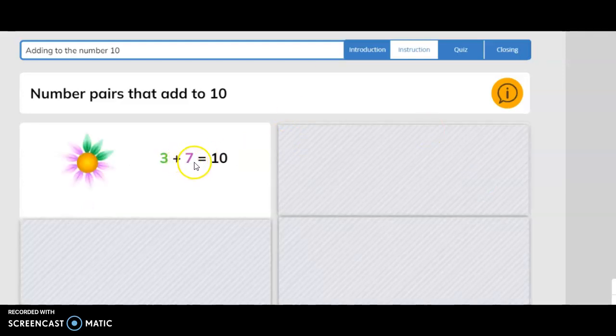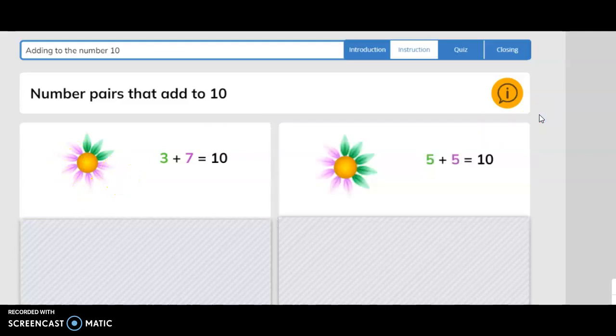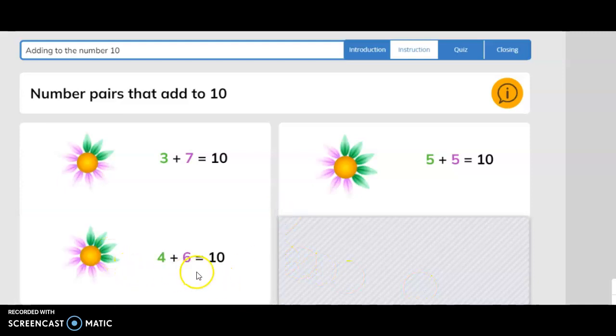3 plus 7 equals 10. Here we got 3 green petals and we have 7 purple petals. 5 plus 5 equals 10. Here we have 5 green petals and we have 5 purple petals. 4 plus 6 equals 10. We have 4 green petals and we have 6 purple petals.